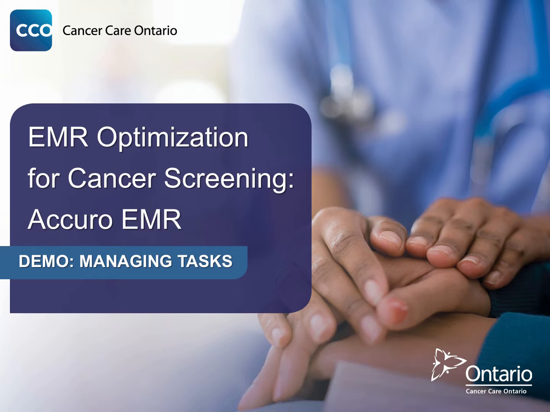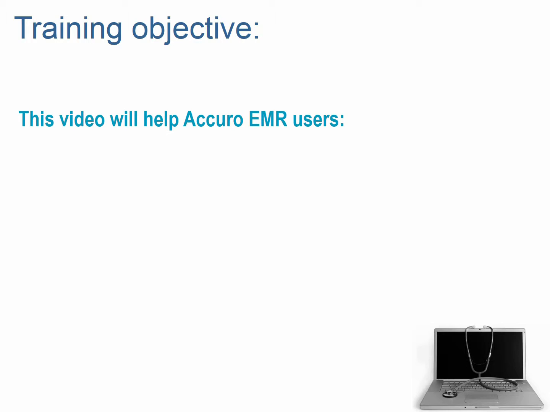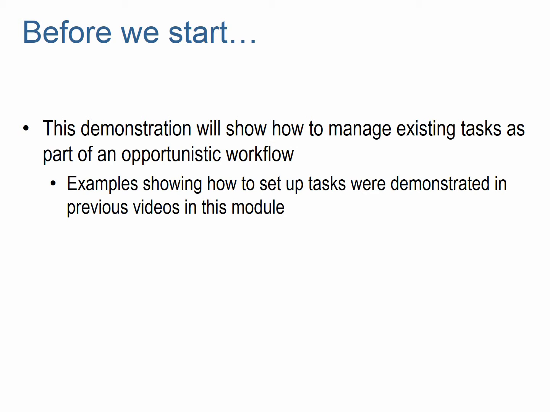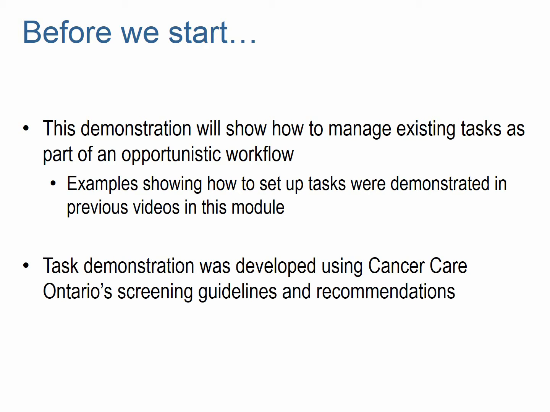This video will demonstrate how to manage cancer screening tasks, and it is part of training module number 3. The objective of this training video is to help Accuro EMR users learn the basic steps for managing cancer screening tasks. As we've mentioned in a previous video, tasks help us facilitate opportunistic screening. Since we already learned how to create a new task, either globally or individually, this demonstration will focus on how to manage a cervical screening task once it's in the Patient Task module. This task demonstration was developed using Cancer Care Ontario's screening guidelines and recommendations.